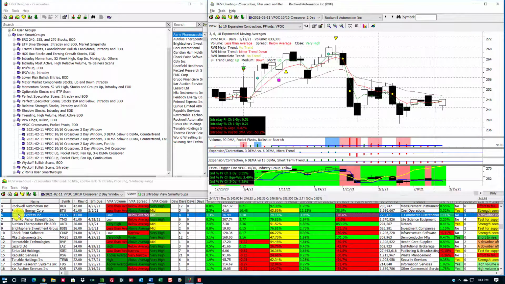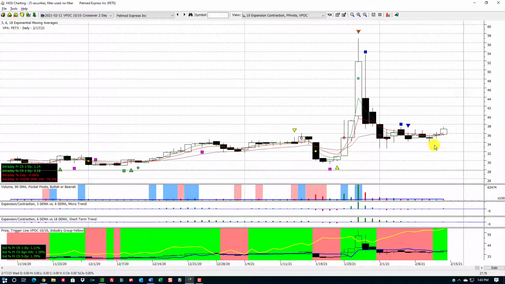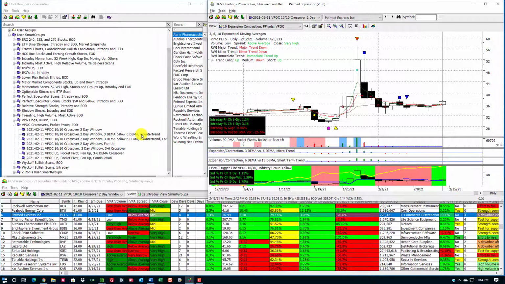So let's take a look at PetMed Express here. This happened 9 days ago. The 3 went down through the 6. The VPOC is today. Make this larger, and you can see that there has been accumulation going on here. It isn't going anywhere yet, but as of yesterday, the VPOC came in. There's no pocket pivot, no other confirmation other than the 3 going up through the 6 today. Just remember, the counter trends are to find stocks that have pulled back and are going again.